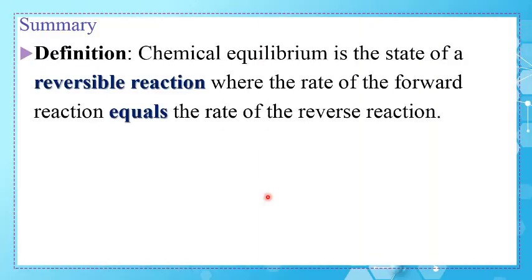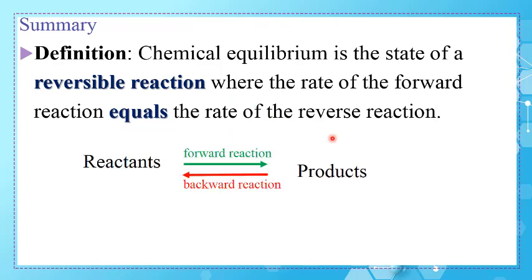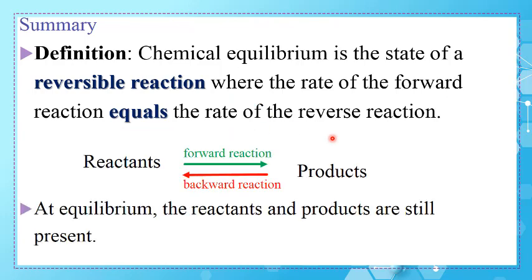So I will ask you now to read with me the summary. The definition, as we said: the chemical equilibrium is the state of a reversible reaction where the rate of the forward reaction equals the rate of the reverse reaction, and it's represented in that way. And at equilibrium, the reactants and the products are still present.